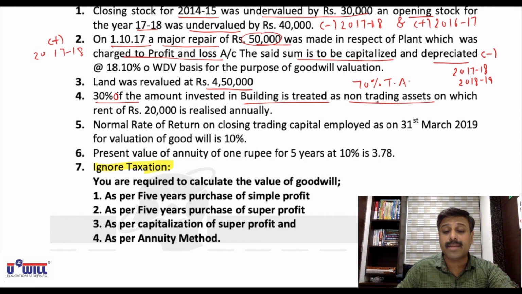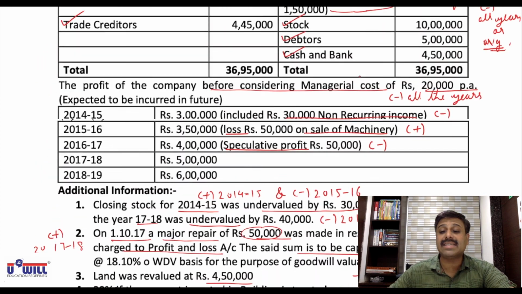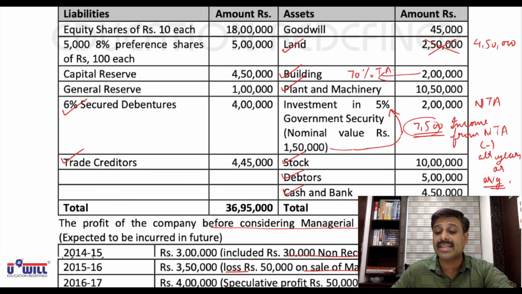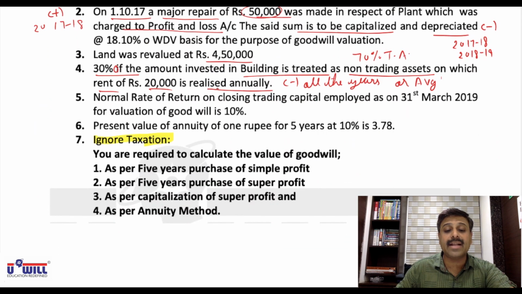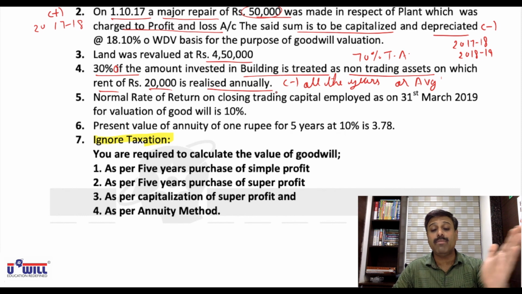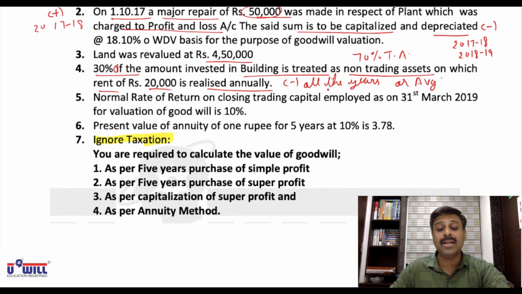On this 30% non-trade asset, rent of 20,000 is realized annually. That is income from non-trade asset. So you'll minus it in all the years, or alternatively you can minus it from average. Just like the income of 7,500 which is from non-trade asset, we minus it the same way. This rent income is also income from non-trade asset. We have given the property on rent. We are not using it for business purpose. So when we find goodwill, we have to remove it from the profits. The profits will decrease, because rent is an income. So if we remove the rent income, the profits will decrease. So we'll minus it either in all the years' profit or average profit. Your answer will come the same.